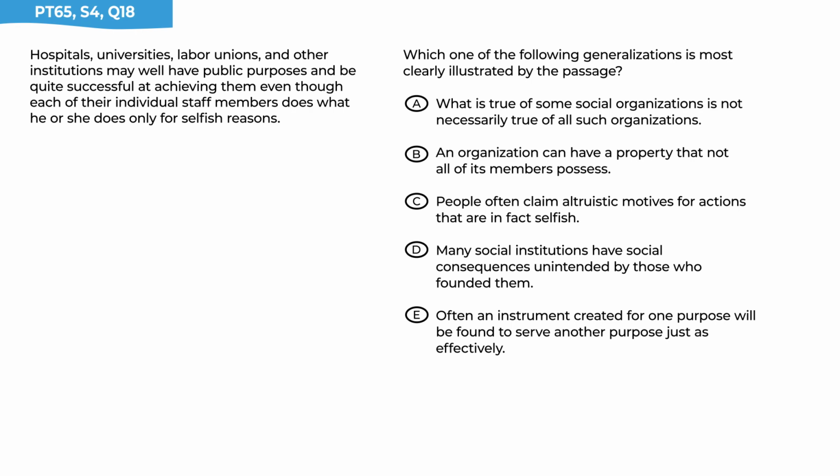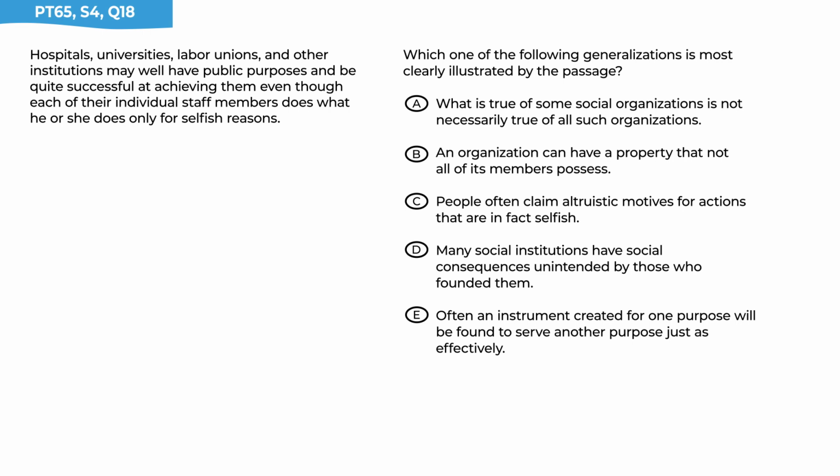All right, welcome back. So in this one, hospitals, universities, labor unions, and other institutions may well have public purposes and be quite successful at achieving them, even though each of their individual staff members does what he or she does only for selfish reasons. So we don't have an argument here. There's no conclusion, no evidence for why it's true.